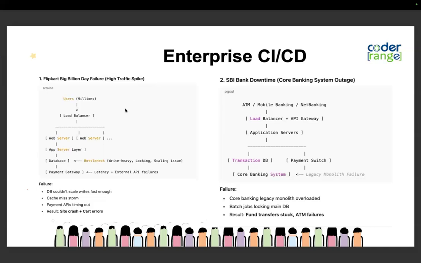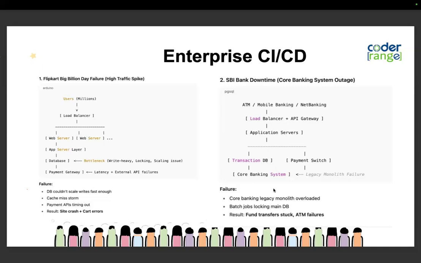This is production. One more example you may have come across is SBI Bank downtime. If you work with ATM or mobile banking, they go through a load balancer, and this load balancer plus API gateway goes to their application servers. You know, banks still use legacy applications. They are using monolithic applications, and monolithic always fails. So they use a transaction database and a payment switch.